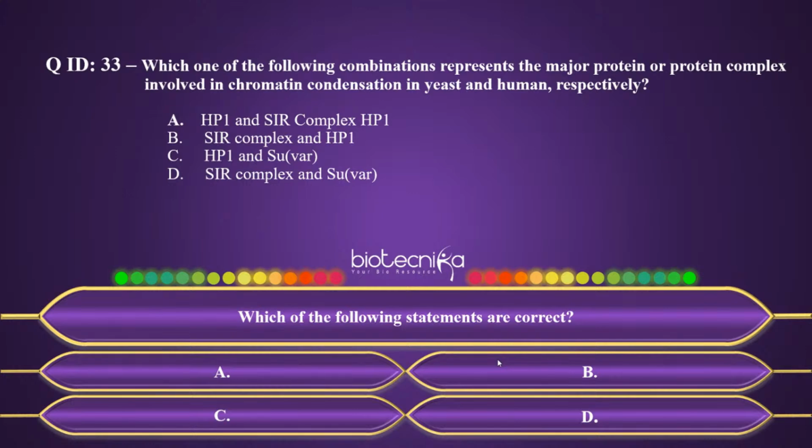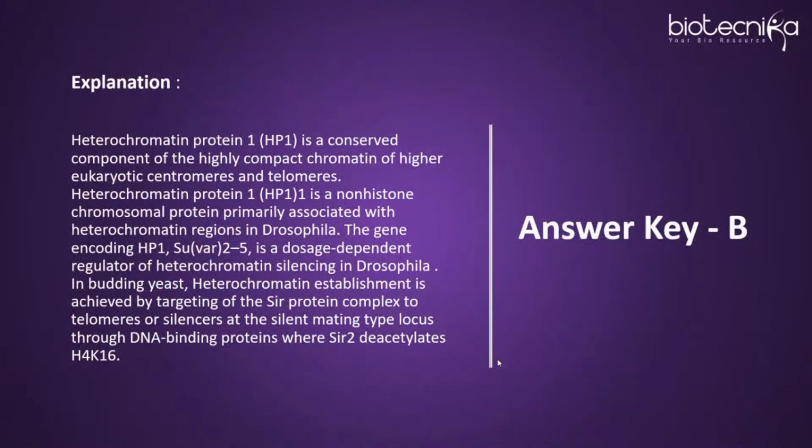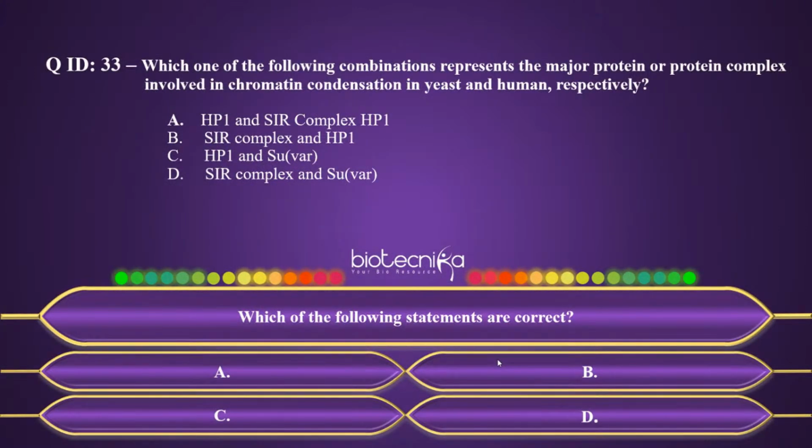Okay, no problem. We'll reach the explanation. So what does this particular question ask? Firstly, let me tell you option B is correct. Whosoever attempted this question, option B would be correct here: SIR complex and HP1 complex respectively in case of yeast and humans. So these complexes would be responsible for the chromatin condensation, right?